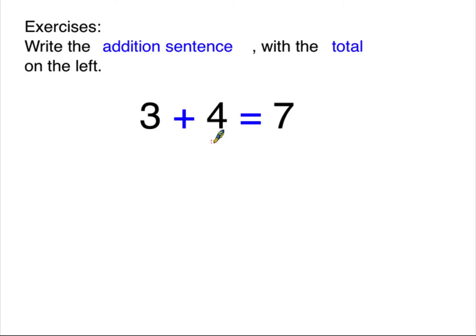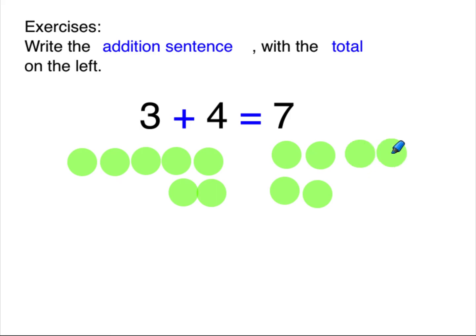So 3 plus 4 is the same as 7. We could do it with circles. 3, 1, 2, 3 plus 4, 1, 2, 3, 4 is the same as 7. 1, 2, 3, 4, 5, 6, 7. So you can write it that way too. 7 equals 3 plus 4.